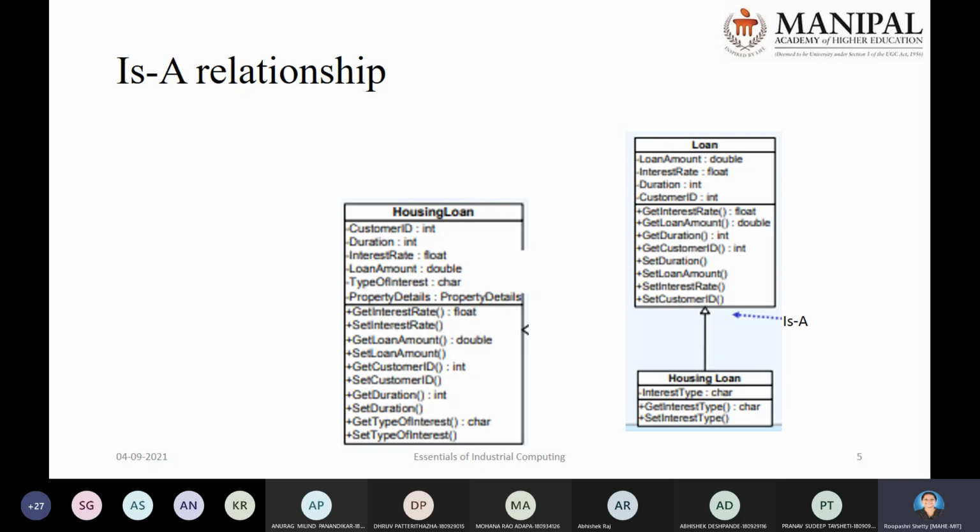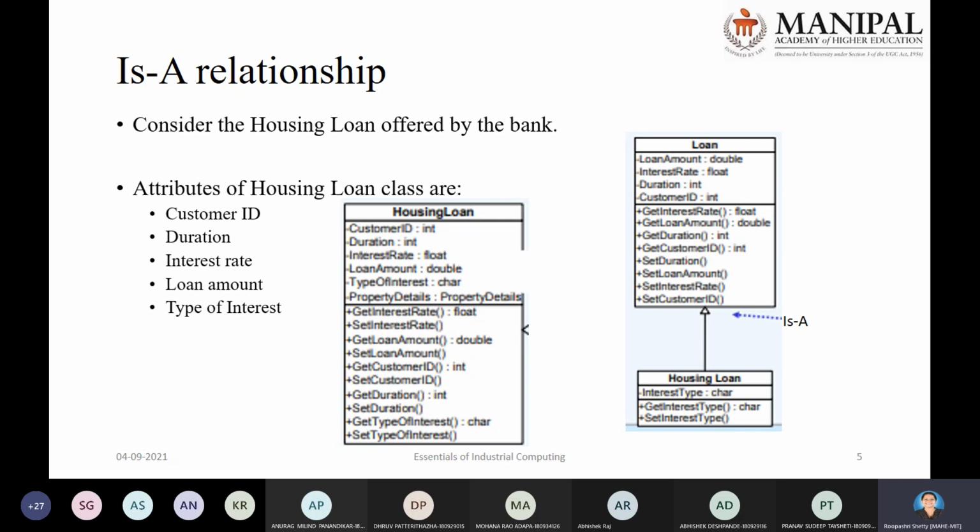So let's study each of them in detail. First one is the is-a relationship. As I said, housing loan is provided by the bank. So what are the attributes of this housing loan class? There will be a customer ID, a duration, an interest rate, a loan amount, and a type of interest. These are the attributes specifically for housing loan. If there is any other type of loan, some of the attributes could be different.